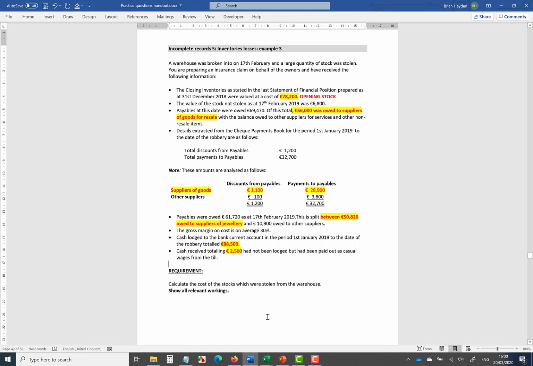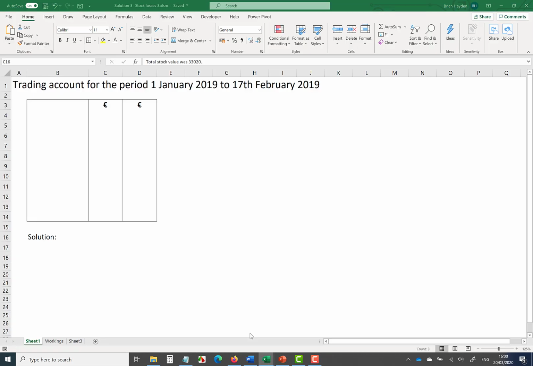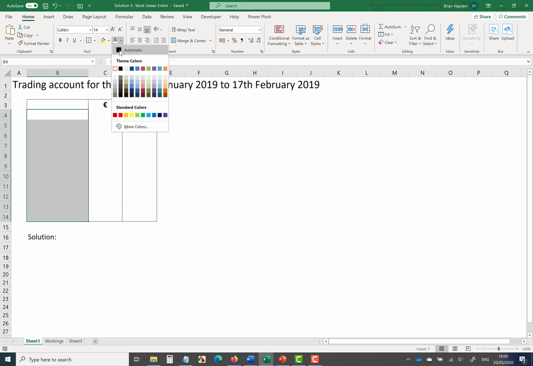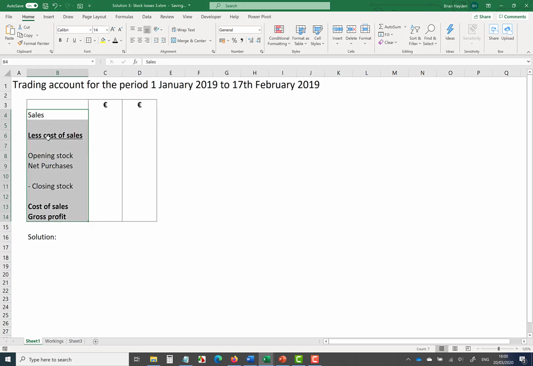Show all workings. So I'm going to switch to the solution, and here's the trading account. We'll just reveal first of all the layout of the trading account. Now at this point in time you should ask yourself, do you know the layout of a trading account? What are the text descriptions that need to go into it? Hopefully you should recall those: sales and cost of sales, opening stock, purchases minus closing stock. So cost of sales consists of these three items, and sales value minus cost of sales value gives you gross profit.